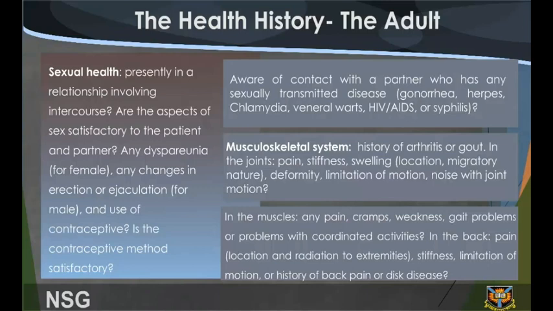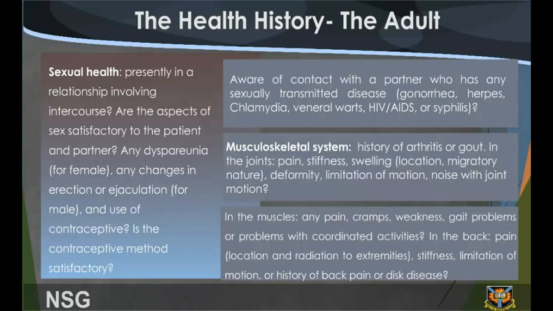Musculoskeletal system. History of arthritis or growth in the joint. Pain, stiffness, swelling. Location, migratory nature. Deformity, limitation of motion. Noise with joint motion. In the muscles, any pain, cramps, weakness, gait problems, or problems with coordinated activities.